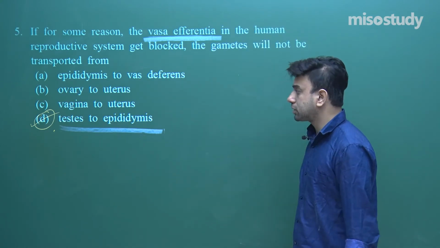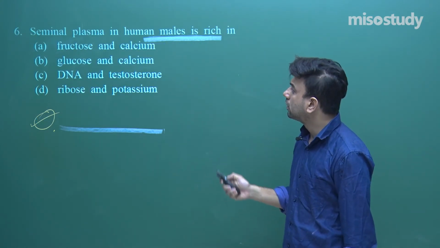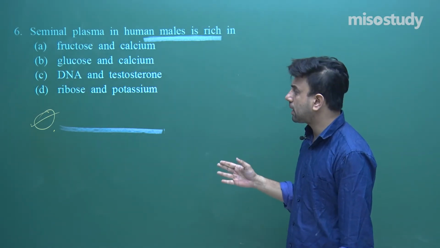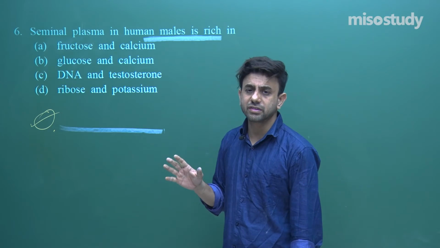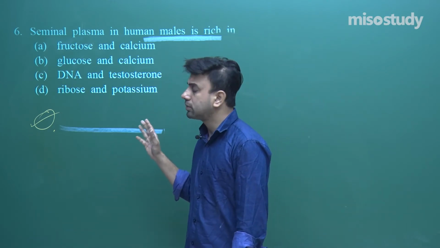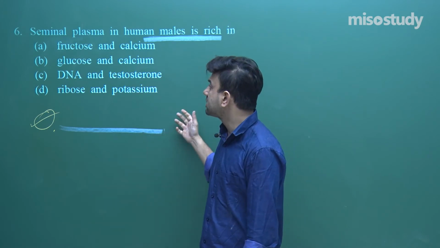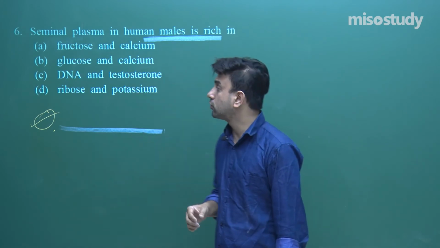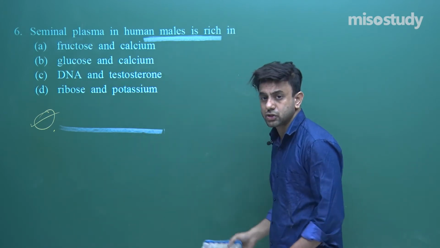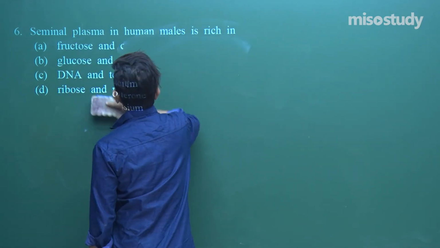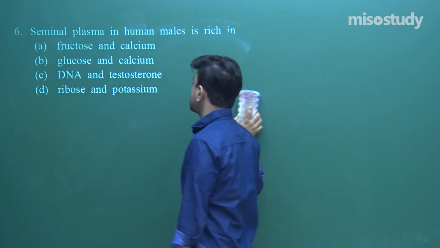Moving on to the next question. The seminal plasma in human males is rich in. Now, this seminal plasma is contributed by a number of things, right from the vas deferens we will see, it is contributed by all the factors, and it will be very much rich in what? The fructose and calcium. It will be rich in the fructose and calcium.